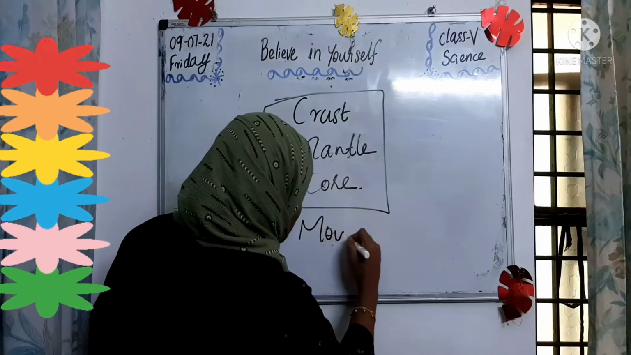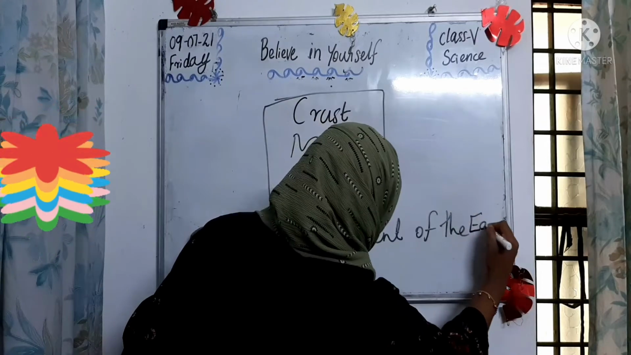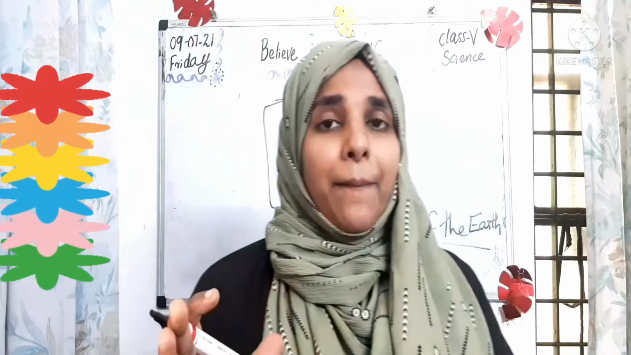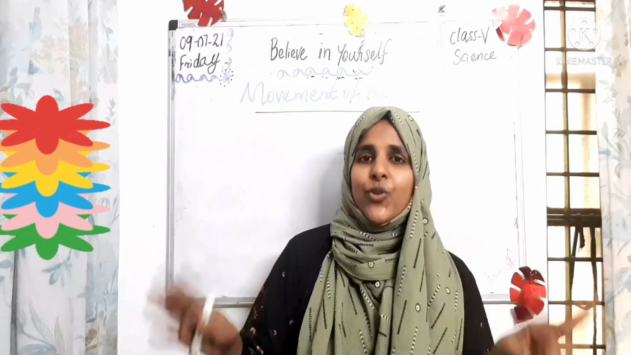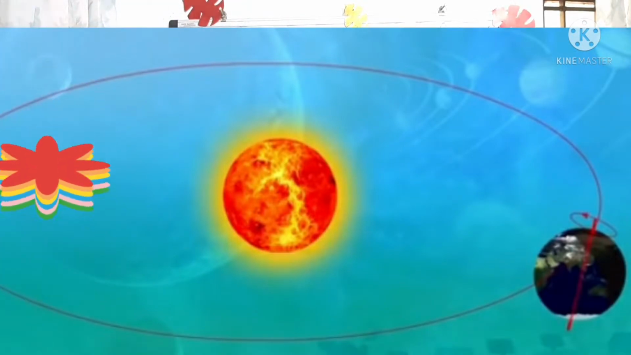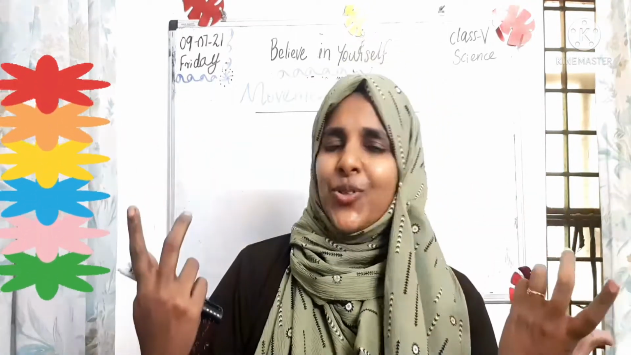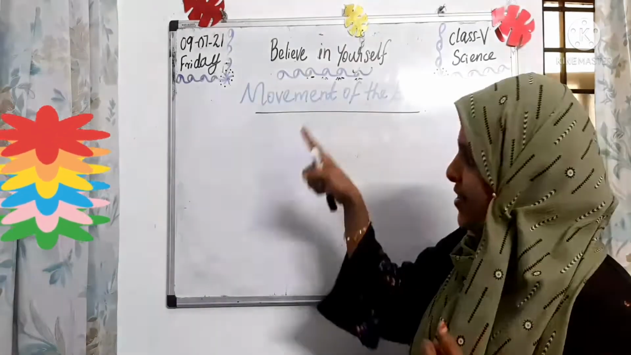Because of the movement of our earth. Okay, movement of the earth, all these happen. So in this class I'm going to teach you about the movement of the earth. Let's check it. So students, from our childhood onwards we are learning that the earth is moving around the sun, right, children? Or the earth is revolving around the sun. We are learning this from our childhood onwards, is it? Now let's check how the earth is moving around the sun.